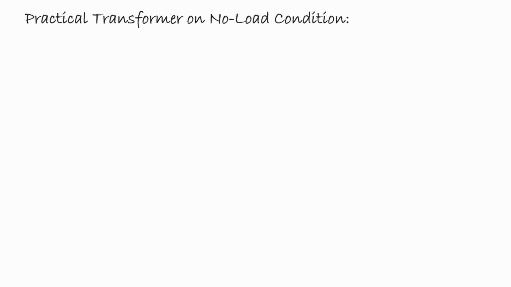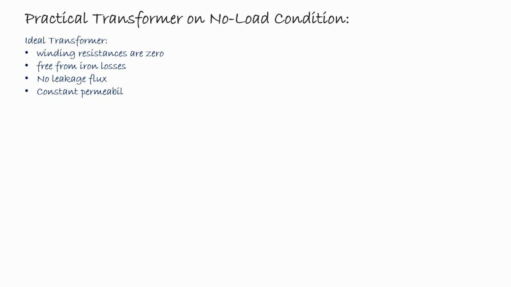First of all, we will consider the practical transformer on no load condition. Before that, let's see what an ideal transformer is. We have already discussed that for an ideal transformer, the winding resistance should be zero. There should be no iron loss, that means the hysteresis loss and the eddy current loss should be zero. There will be no leakage flux, and the permeability of the core material should be constant. So we have assumed R1 and R2 are equal to 0, that is, the resistance of the primary as well as the secondary winding.